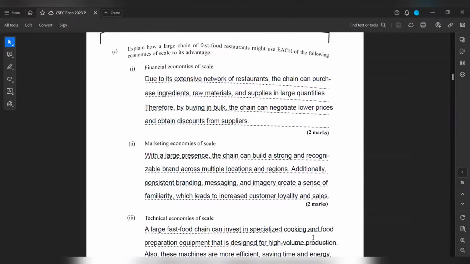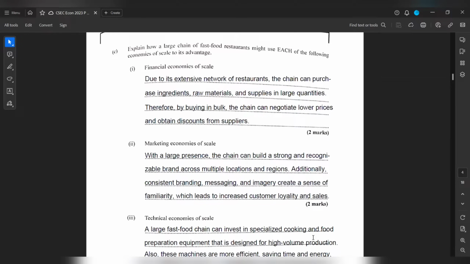Part C explains how a large chain of fast food restaurants might use each of the following economies of scale to its advantage. First part, financial economies of scale. Due to its extensive network of restaurants, the chain can purchase ingredients, raw materials, and supplies in larger quantities. Therefore, by buying in bulk, the chain can negotiate lower prices and obtain discounts from suppliers.